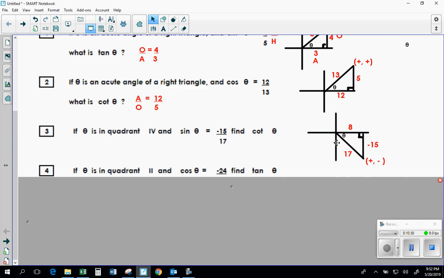Okay, so we've got our correct side lengths for our quadrant 4 triangle, and now we go ahead and answer the question. Cotangent. Cotangent, we just asked that one up here as well. Answer that one. Cotangent is adjacent over opposite.